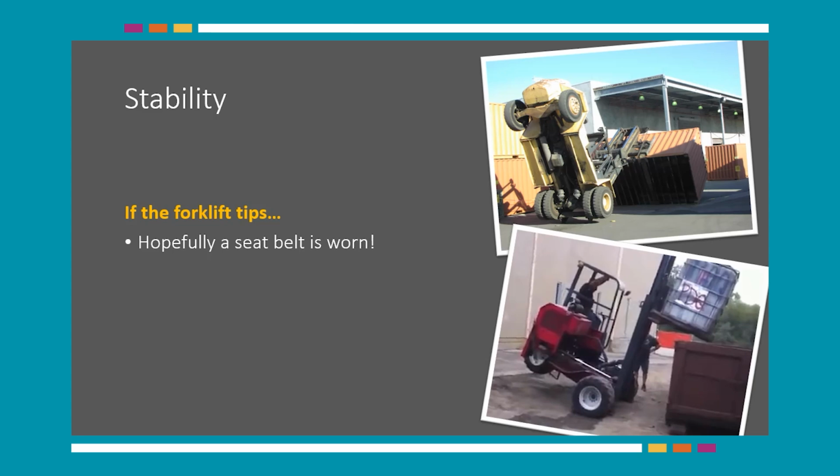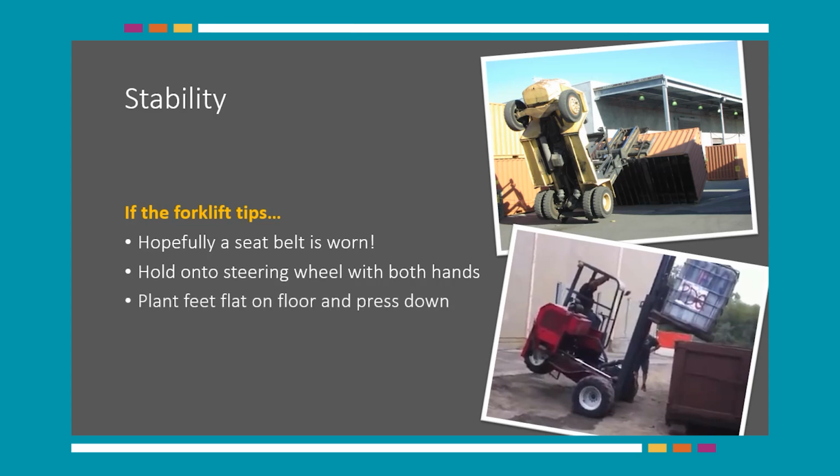In the event that a forklift tips, hopefully a seatbelt was worn, as this keeps the operator from falling out of the caged area. Hold tightly to the steering wheel with both hands. Never allow your hands or arms to reach outside the caged area. Plant your feet flat on the floor and press down to keep your body stable and your legs inside the caged area. Finally, lean in the opposite direction the forklift is tipping.